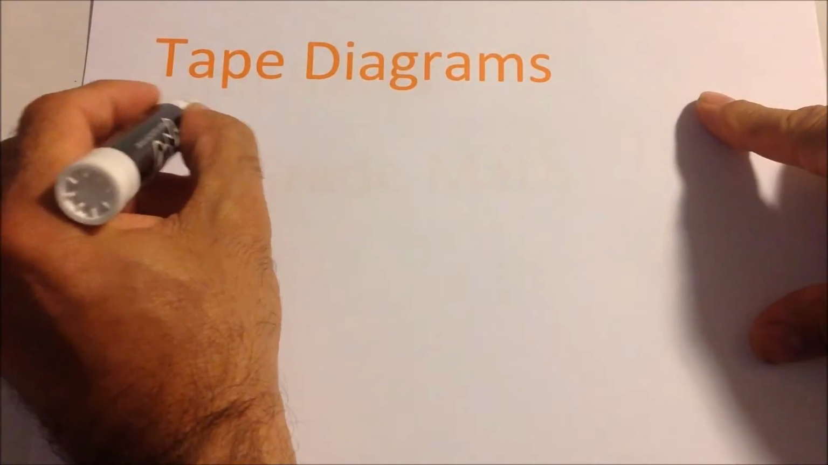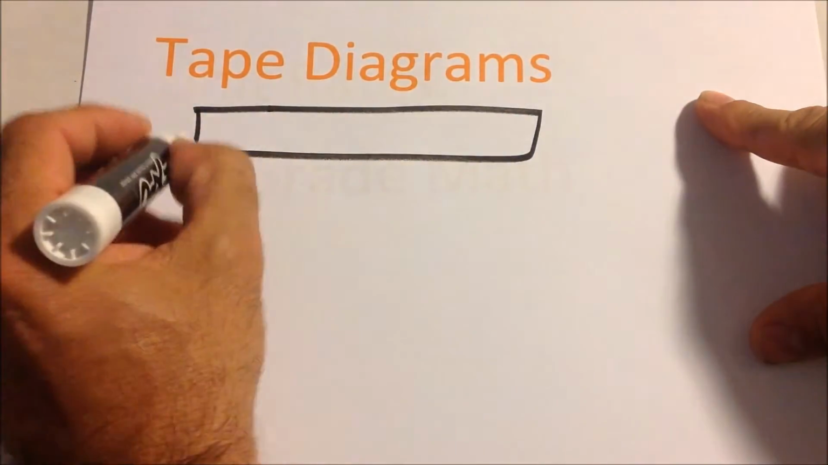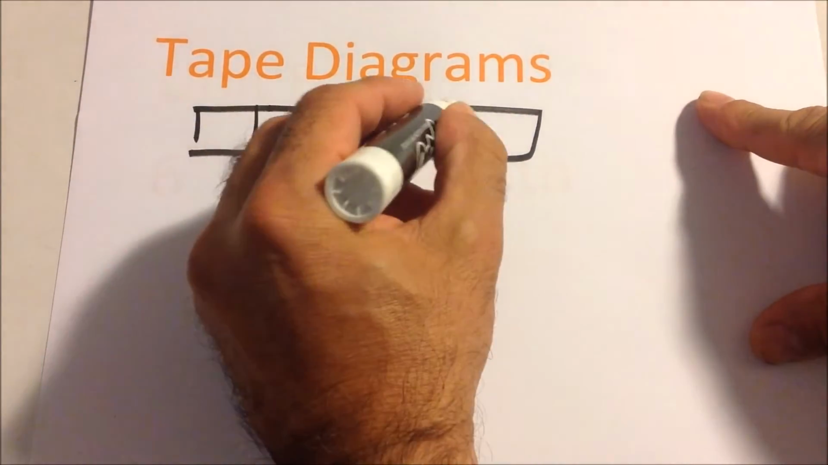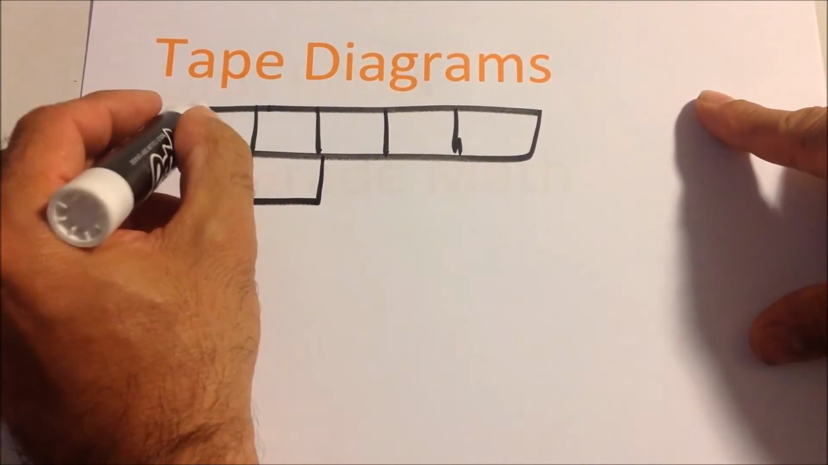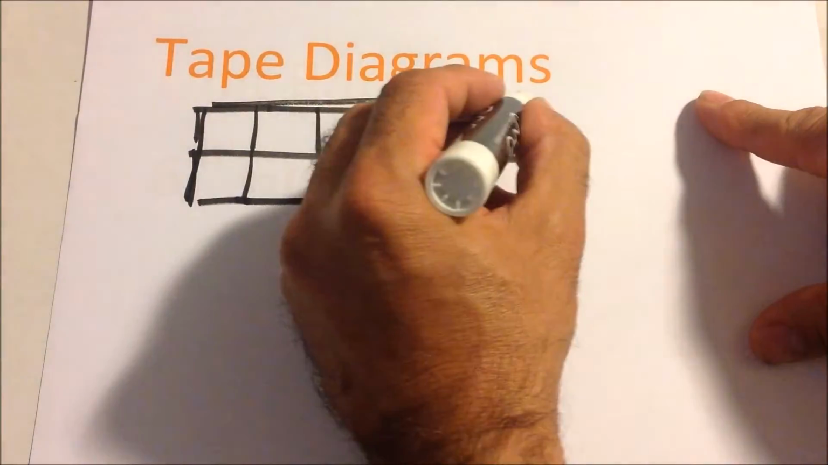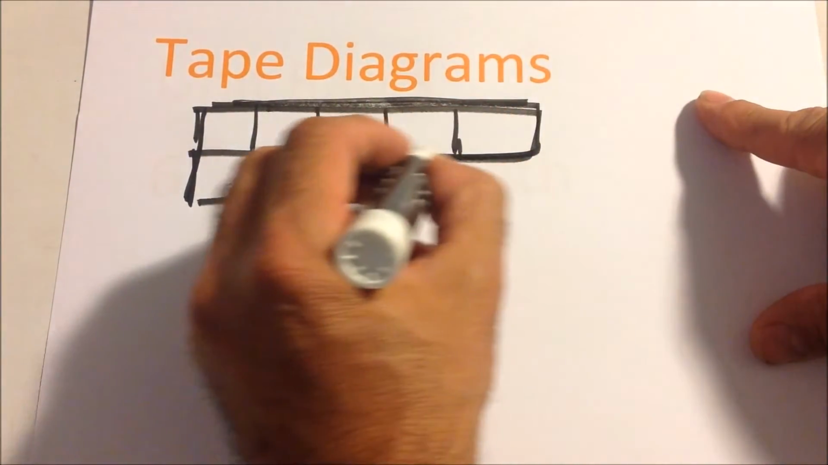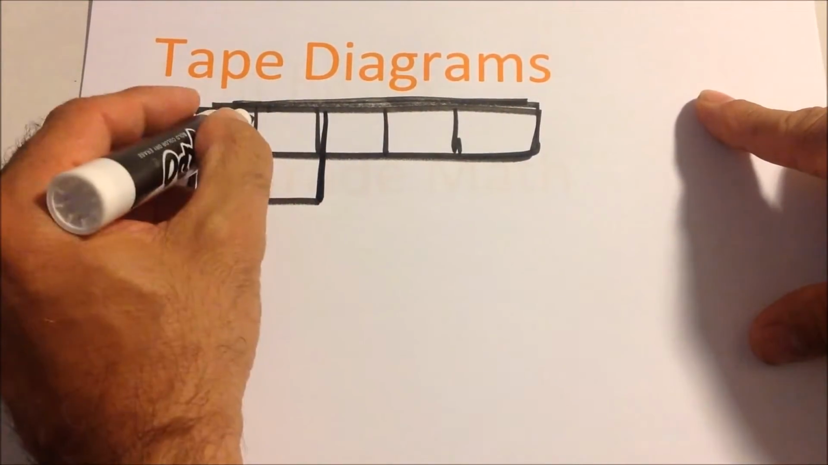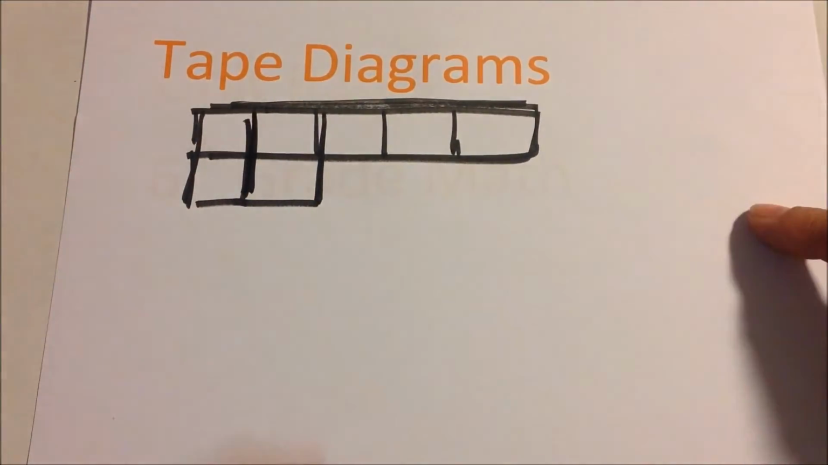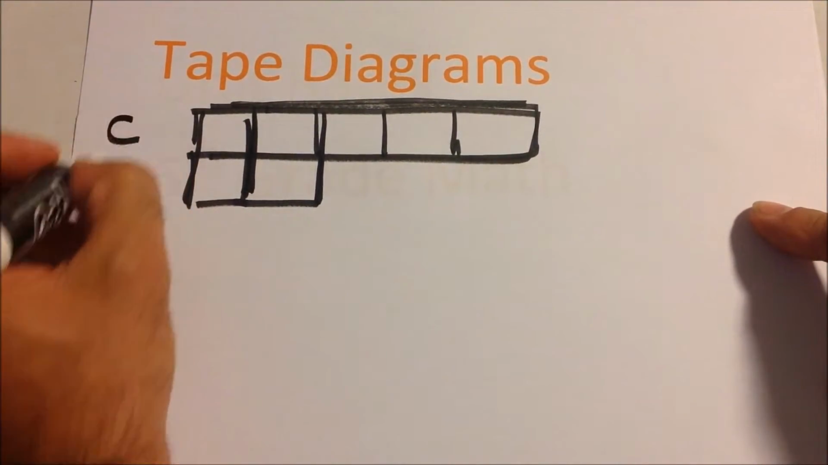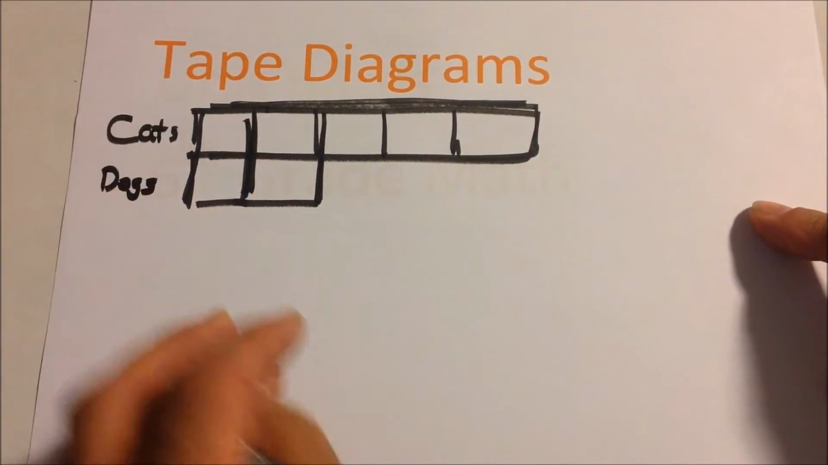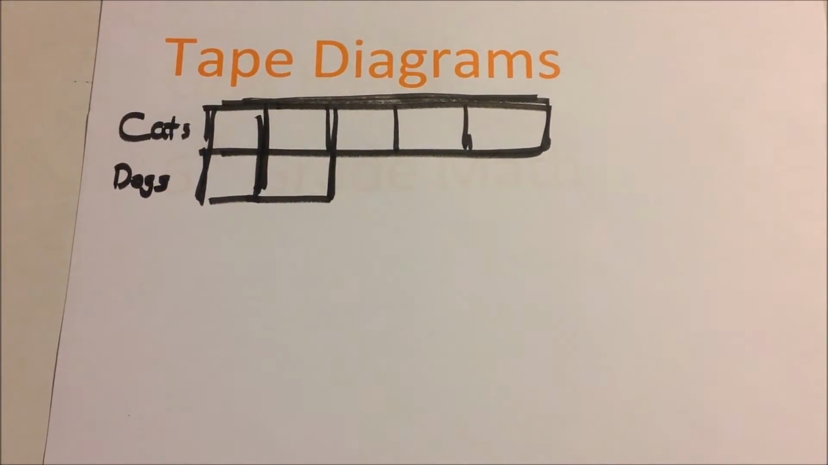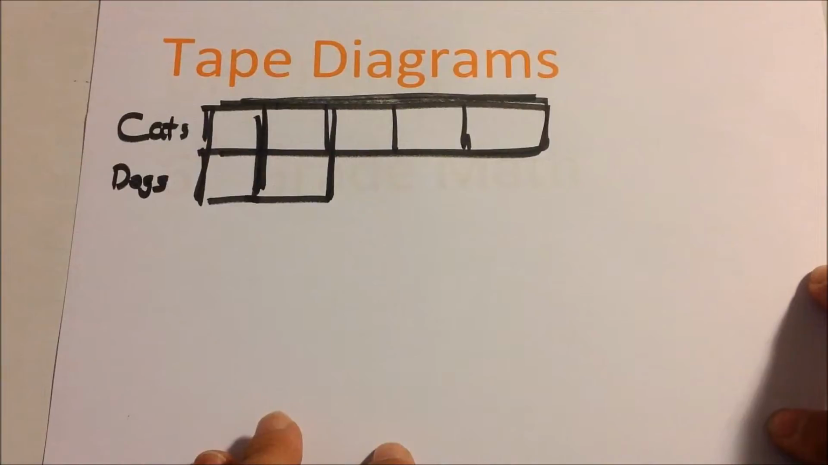So if I made a tape diagram, say I made this box up here, how would you describe this tape diagram as a ratio? Remember, tape diagrams are models of a ratio. So let's say this was cats, and this was dogs. So how would you write that ratio? What is the ratio of that?